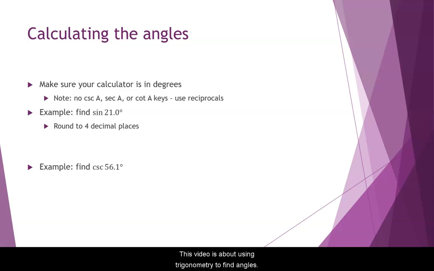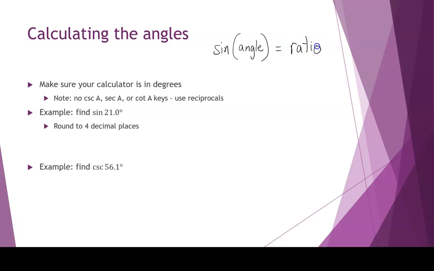This video is about using trigonometry to find angles. Trig functions like sine, cosine, or tangent have an input of an angle. So we always take the sine of 30 degrees or 70 degrees, and the output is a ratio. So the input is an angle, and the output is a ratio, and it's frequently represented as a decimal, though not always. There are some angles that work out very nicely, like the sine of 30 degrees equals 1/2.